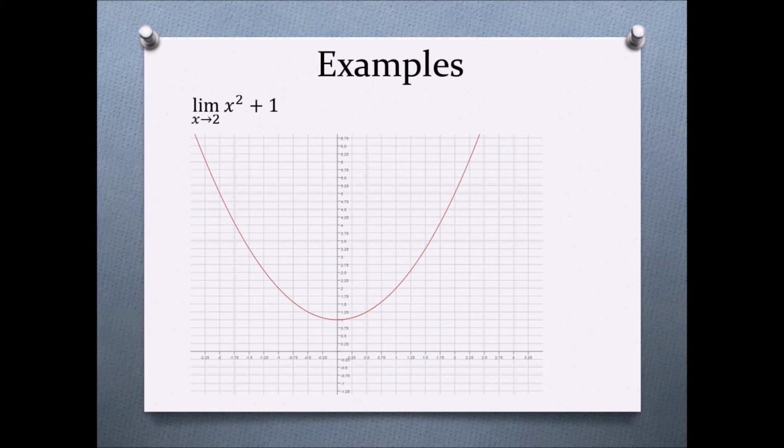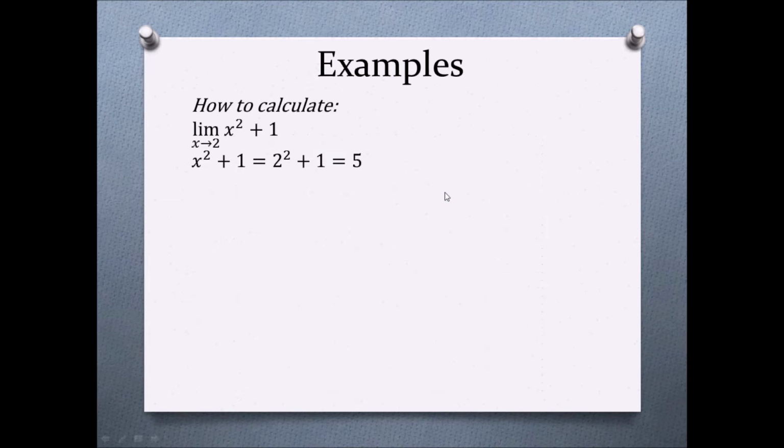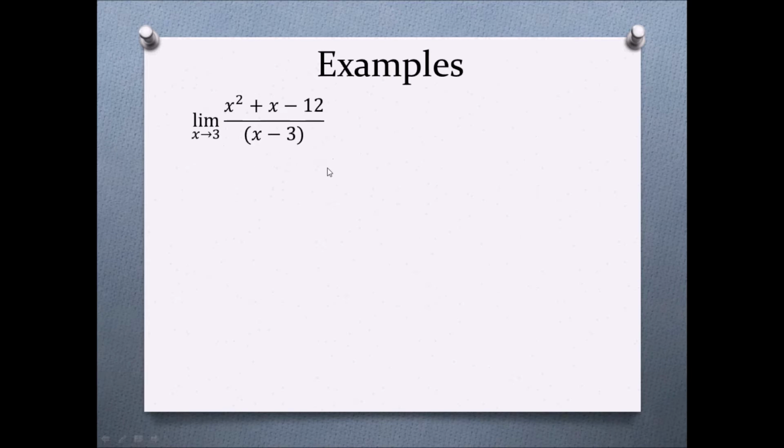Now, let's go through this one. The limit of x squared plus 1 as x approaches 2. So, here's another graphical representation of this. And what we're basically asking is, as x approaches 2, what does the value of y approach? And yeah, the value of y approaches 5. And how can you calculate that? Simple, just directly substitute 2 in for x. And you should end up with the answer of 5. And so, that was easy, wasn't it?